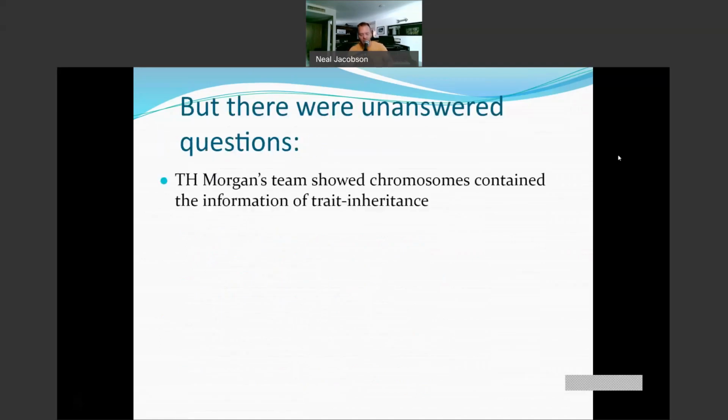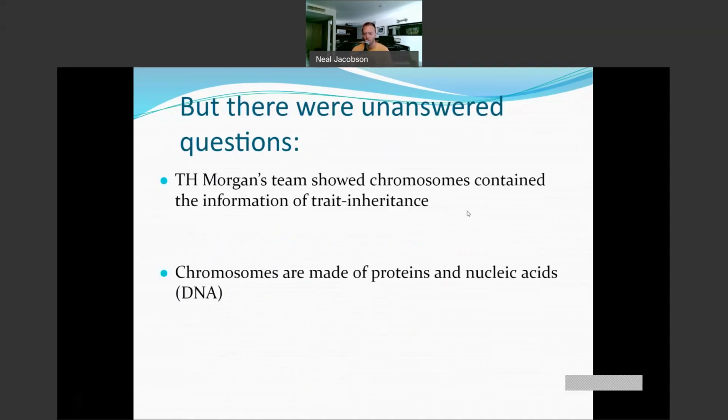Okay, so there were some unanswered questions, right? So T.H. Morgan's team was able to show that chromosomes contain some sort of information on how to inherit traits, but the problem they had was that chromosomes were made of two different biomolecules. They were made of proteins and they were made of nucleic acids. And so there was a problem there because we didn't know which one actually contained the information that codes for a trait, right?